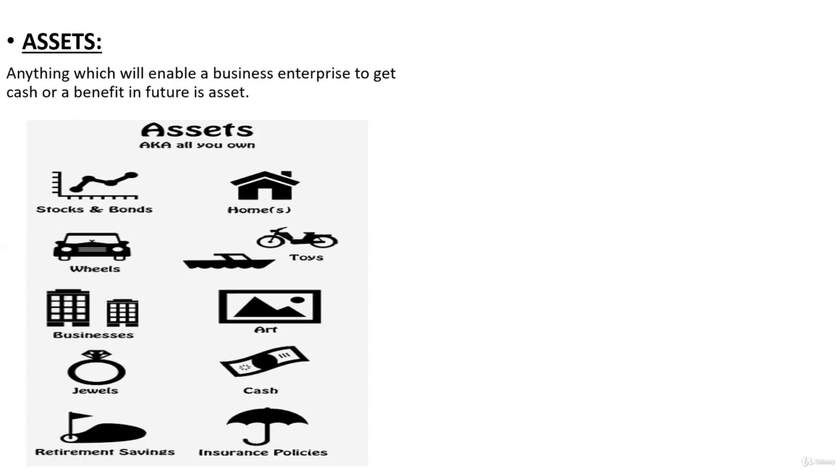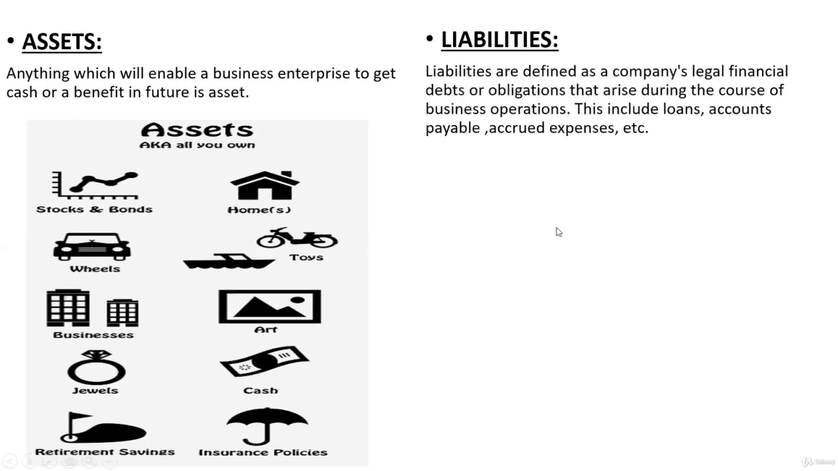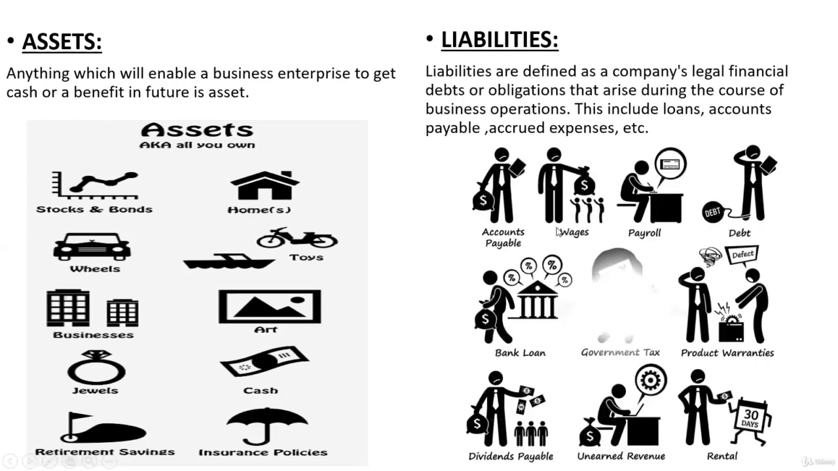Now your machineries, and so many other assets that you carry in your business or organization. Now what are liabilities? Liabilities may be defined in a single term as responsibilities. Every legal responsibility of a company that arises as financial debt or obligations during the business operations is known as liabilities. They may be loans, accounts payable.